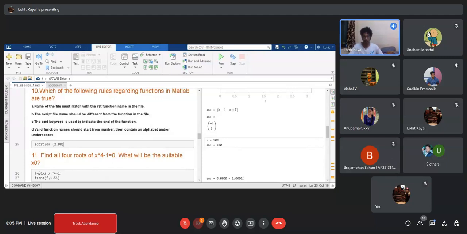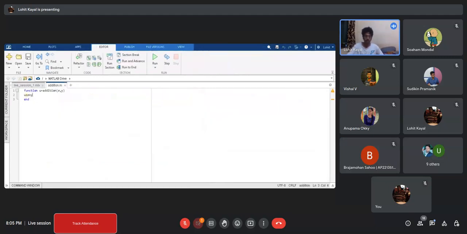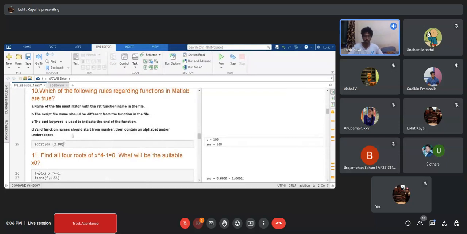Now I have written 2,98 and it is giving me this answer 100. Now one interesting question: why is it giving me u equal to 100? Because I haven't added a semicolon over here. If I add a semicolon and run it, it is already added in the same path, and again go to this mix, then probably the u will not appear.